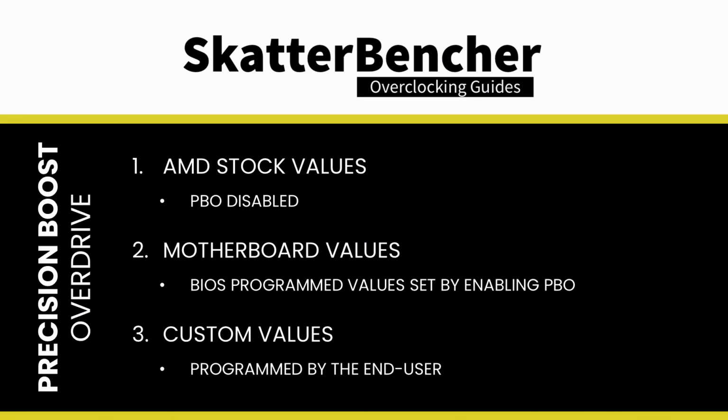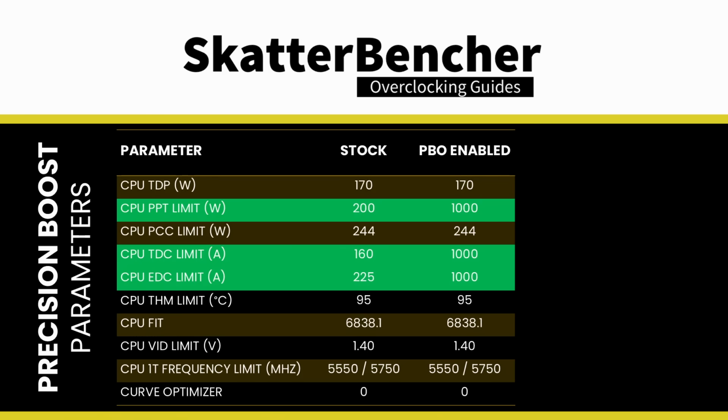There are essentially 3 levels of Precision Boost Overdrive. By enabling Precision Boost Overdrive, we rely on the motherboard pre-programmed PBO parameters. We find that the following values have changed. Increasing the PPT and to a lesser extent the TDC and EDC will help unleash the frequency in multi-threaded workloads previously limited by the PPT.